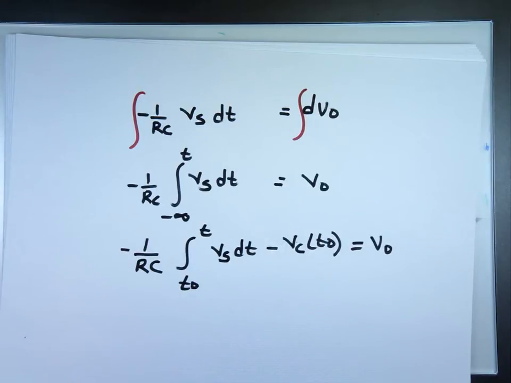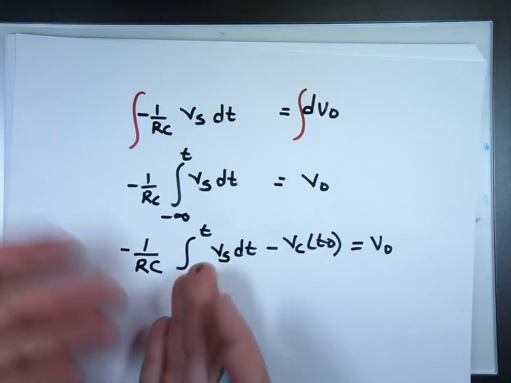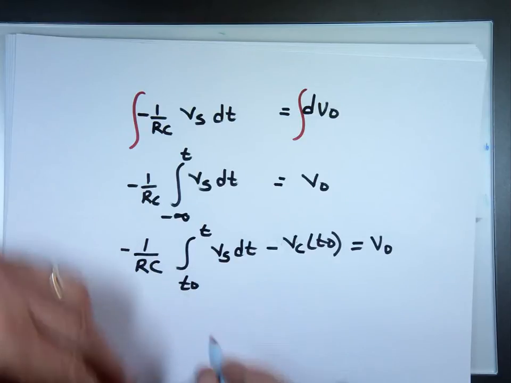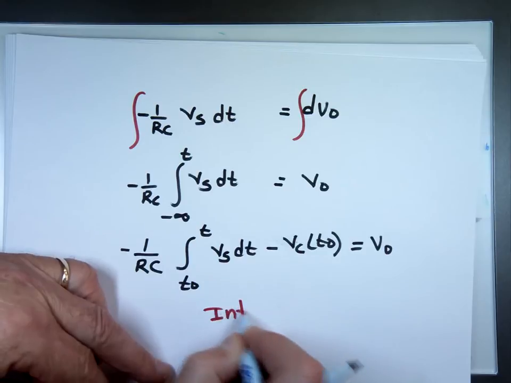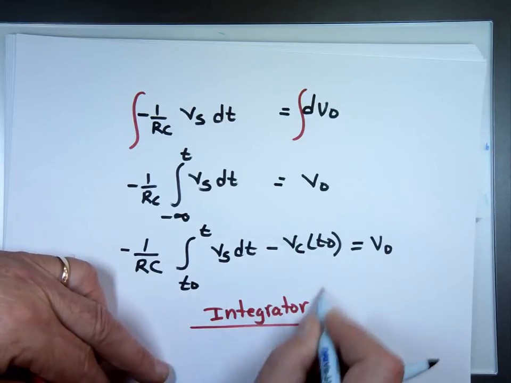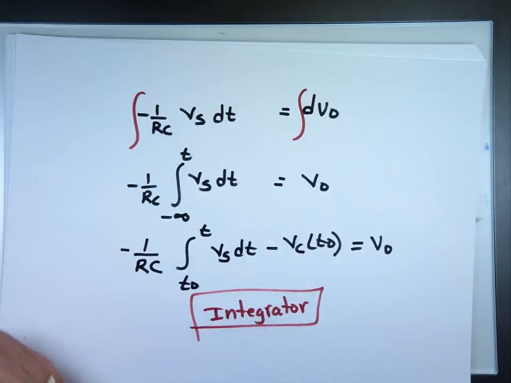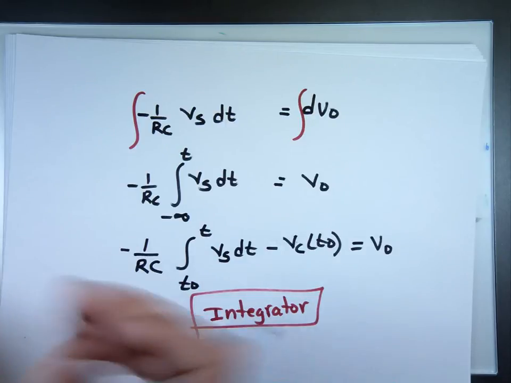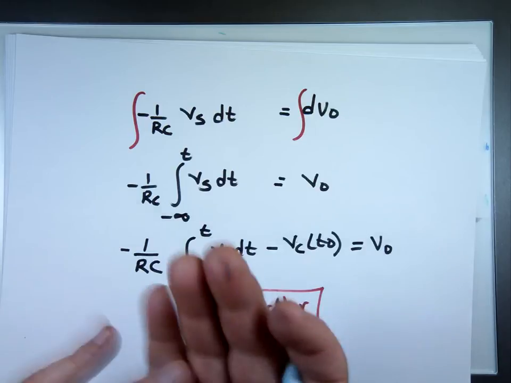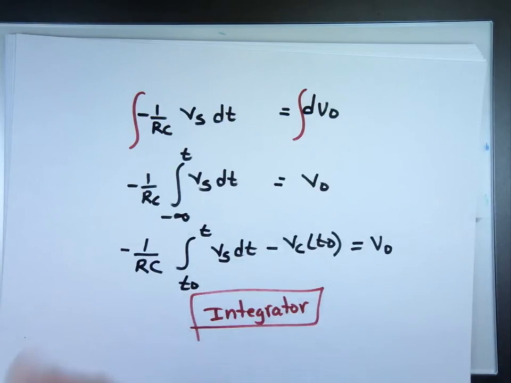So what do you notice about V out? What does this circuit do? This circuit takes the integral. That's an integrator. It takes the integral of Vs and it puts it as V out. Now, if I move the capacitor around, I can make that a differentiator, which will take the derivative instead of integrate. Watch what will happen. If I just flip-flop the resistor and the capacitor, just flip-flop them.